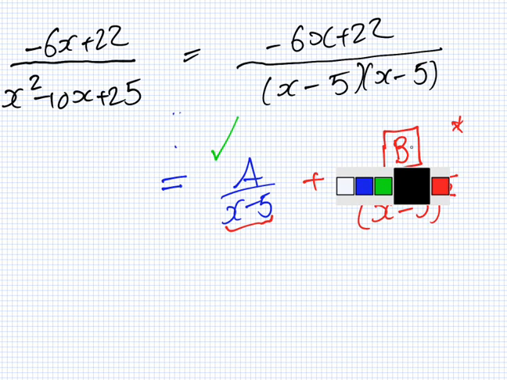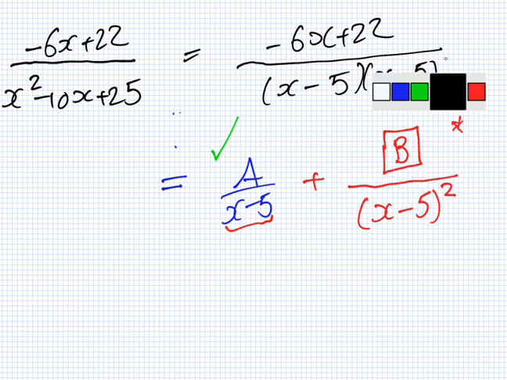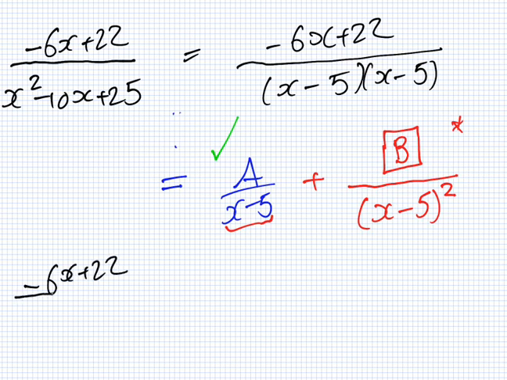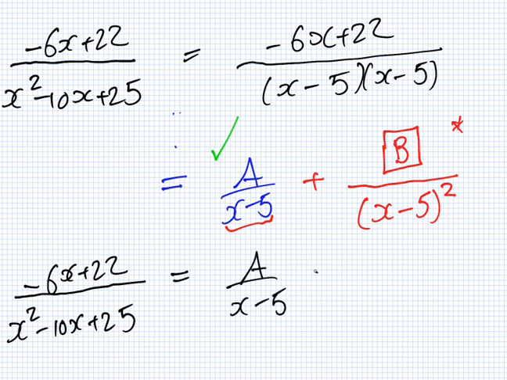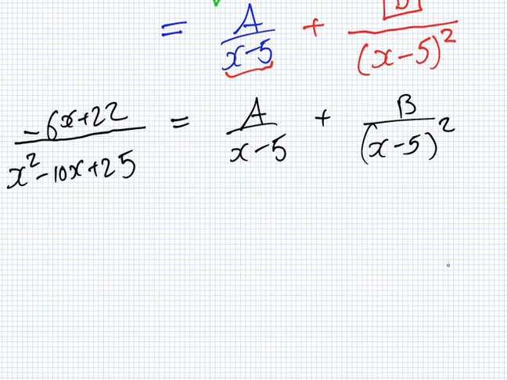Okay, so we now have (minus 6x plus 22) over (x squared minus 10x plus 25) equals a over x minus 5 plus b over (x minus 5) squared. We do our multiplication trick. We get minus 6x plus 22.